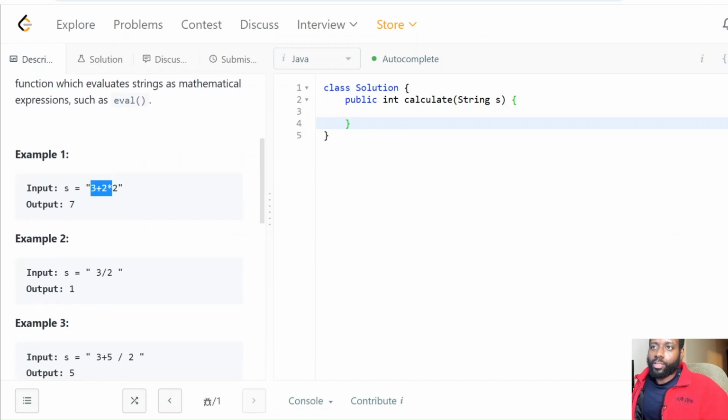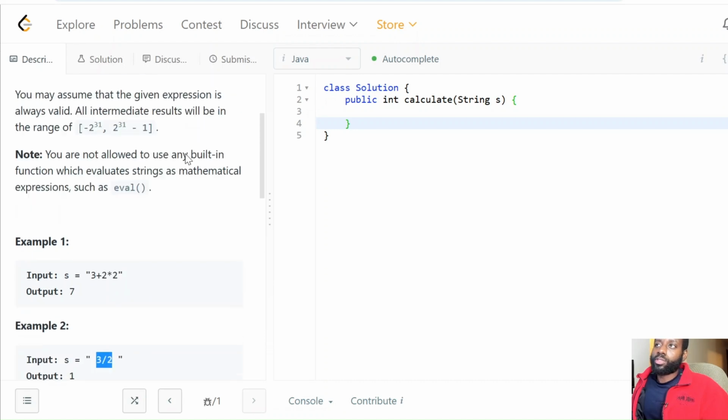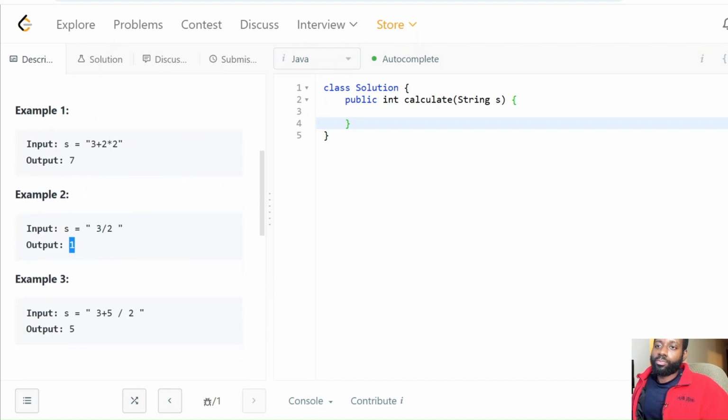Whatever is represented, you see it's 3 plus 2 times 2, which results in 7, because it's 3 plus 4, because multiplication has higher precedence than addition. That's why we multiply first. Order of operations: we do those first and then we do the addition. So 3 plus 4 is 7. Same thing here: 3 divided by 2 is 1.5, but it truncates towards 0, so we just remove the decimal and leave 1 here.